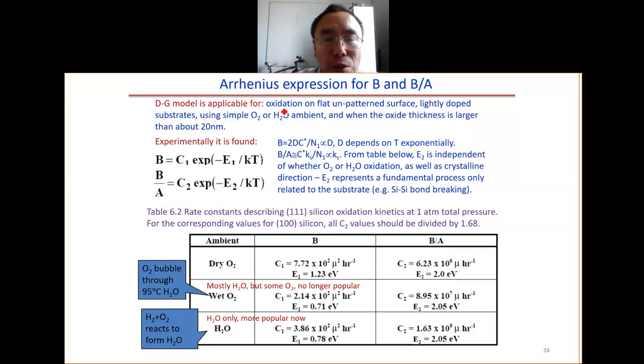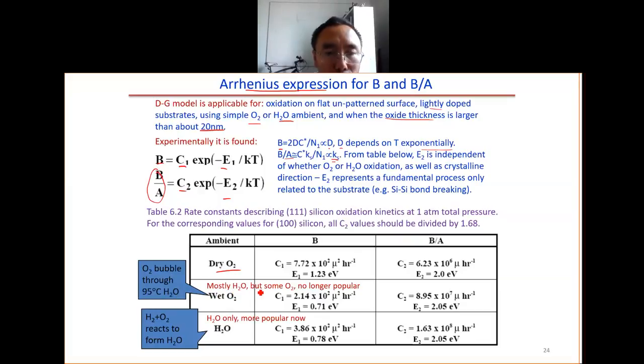So this Deal-Grove model is applicable for the case of oxidation on a flat, unpatterned surface and lightly doped substrate, using simple oxygen or water ambient, when the oxide thickness is larger than about 20 nanometers. So B and B over A, those two parameters, both have an Arrhenius expression. So we know B is proportional to the diffusivity. The diffusivity depends on the temperature exponentially. So B over A is the chemical reaction rate. This one also has this exponential relationship. So those numbers, C1, C2, E1, E2 are listed for three different cases. This one is the dry oxidation. This is oxygen bubbled through water.